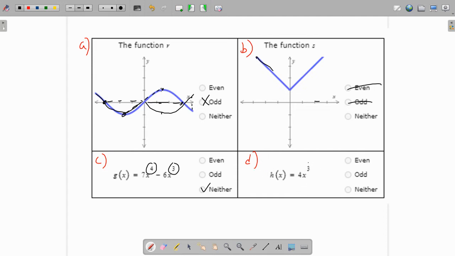Okay, part D, odd function. There's only one power. It's odd. There we go, odd function. So hopefully these are easier.